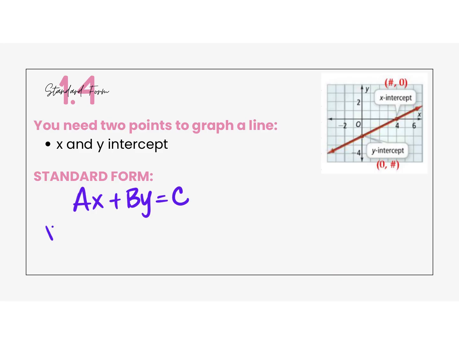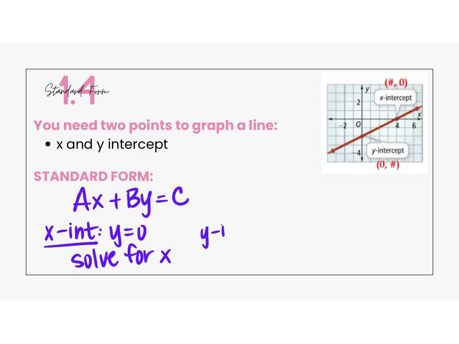So to find the x-intercept, we're going to let y equal 0 and then solve for x. And then for the y-intercept, we're going to do the opposite. So we're going to let x equal 0 and then solve for y.